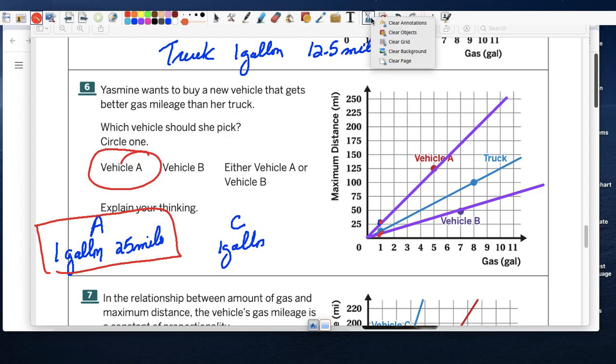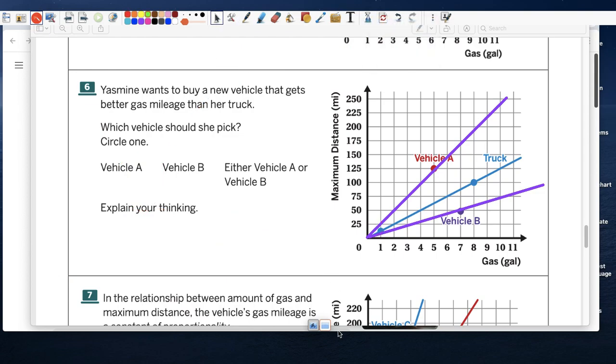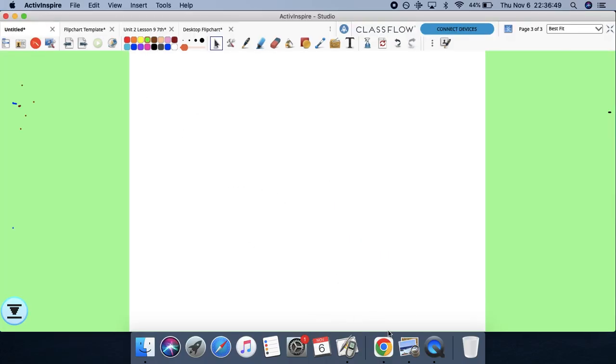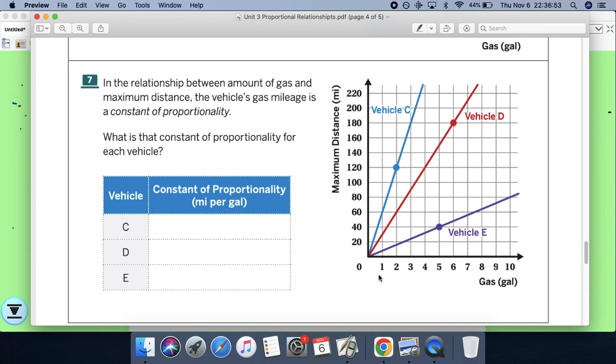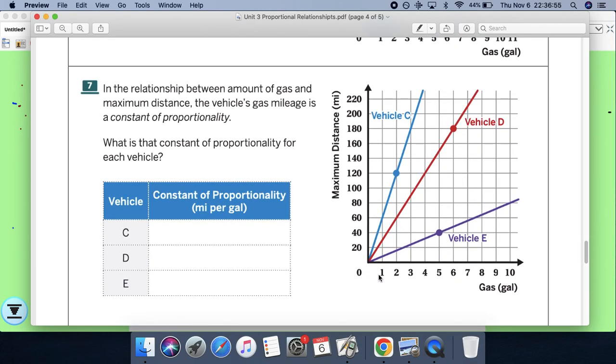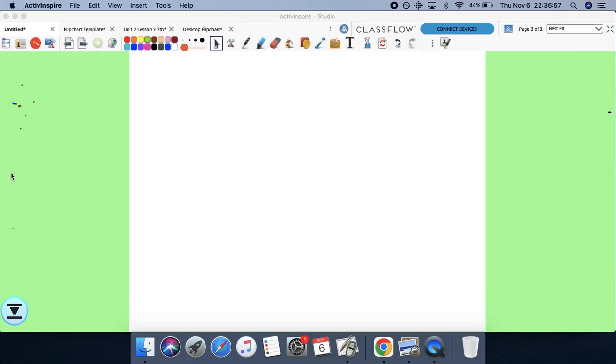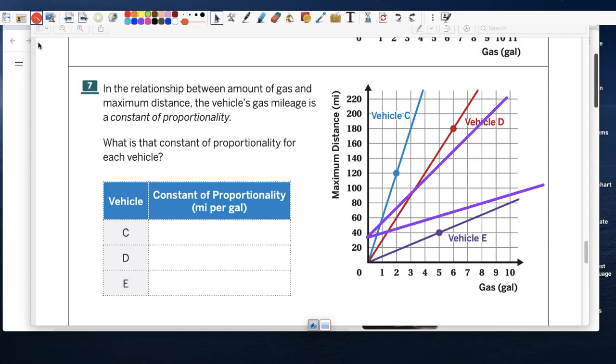Okay. Then we have vehicle C. Oh, vehicle C is a little bit different. So vehicle C is looking. It's asking you for the constant of proportionality, but notice that it says miles per gallon, aka the unit rate.